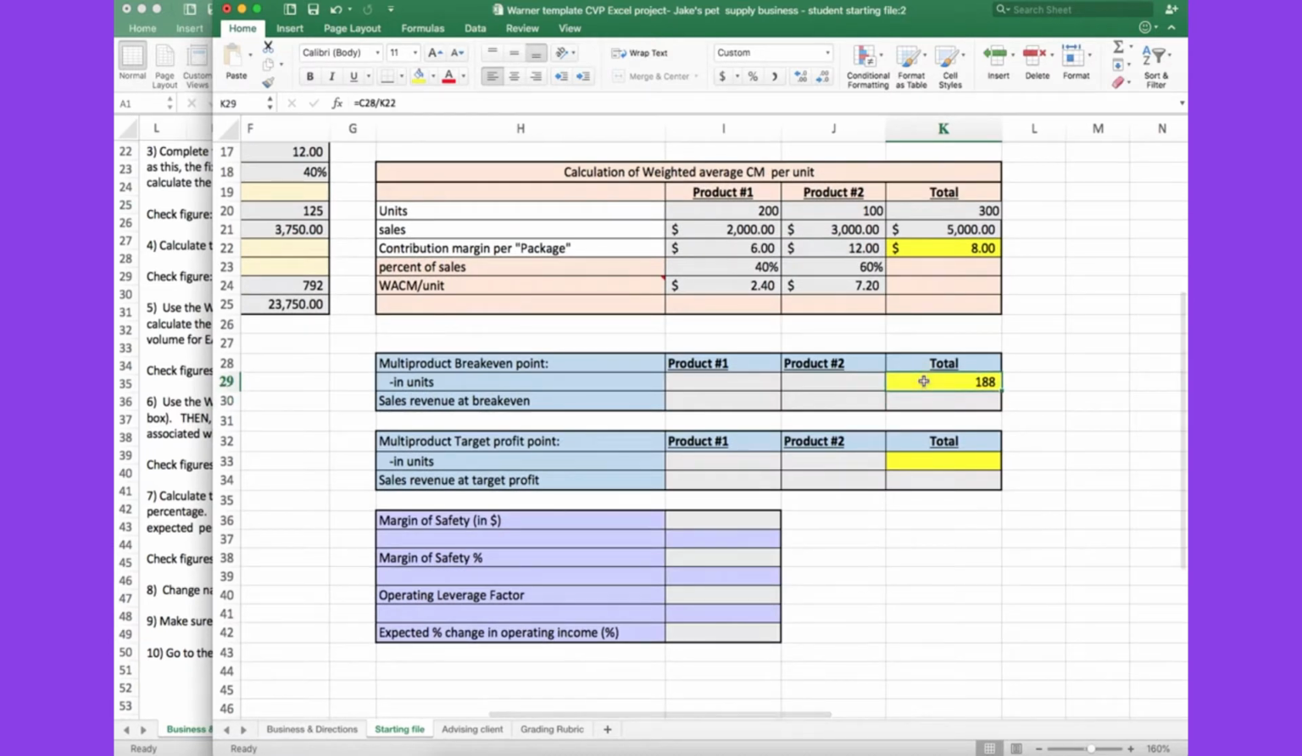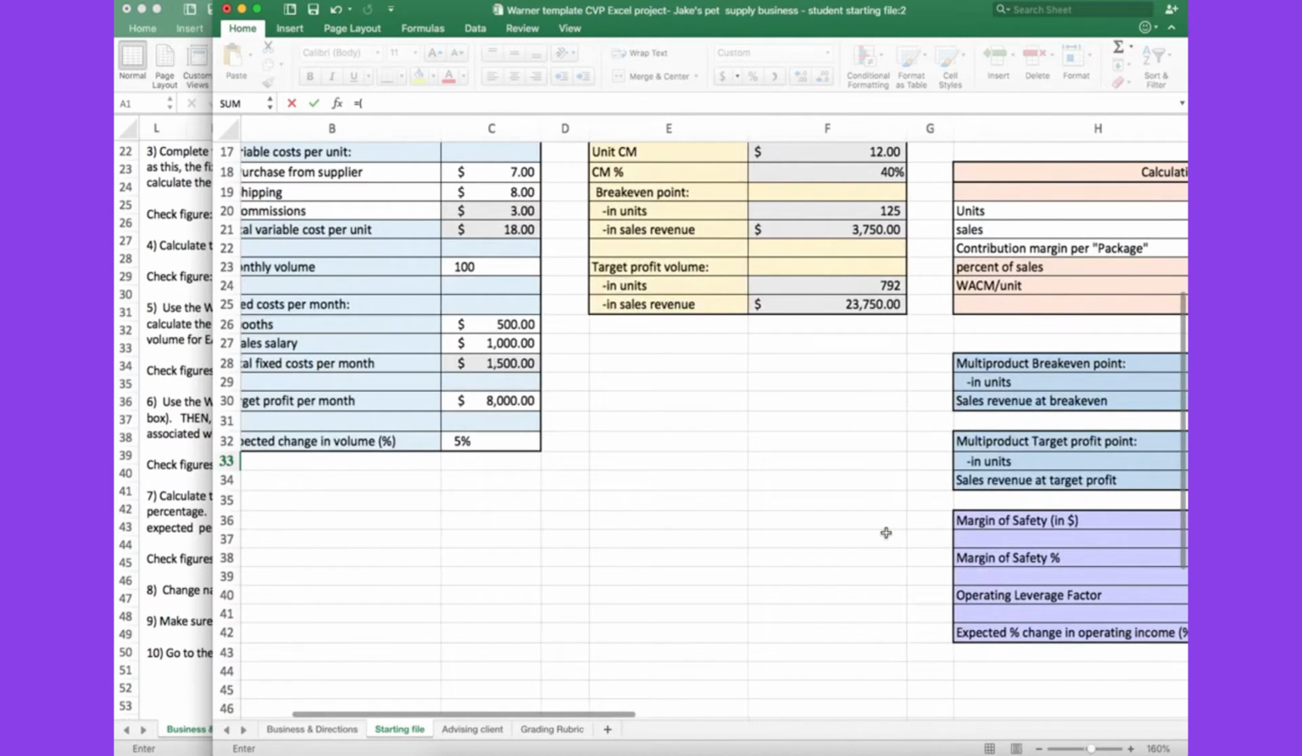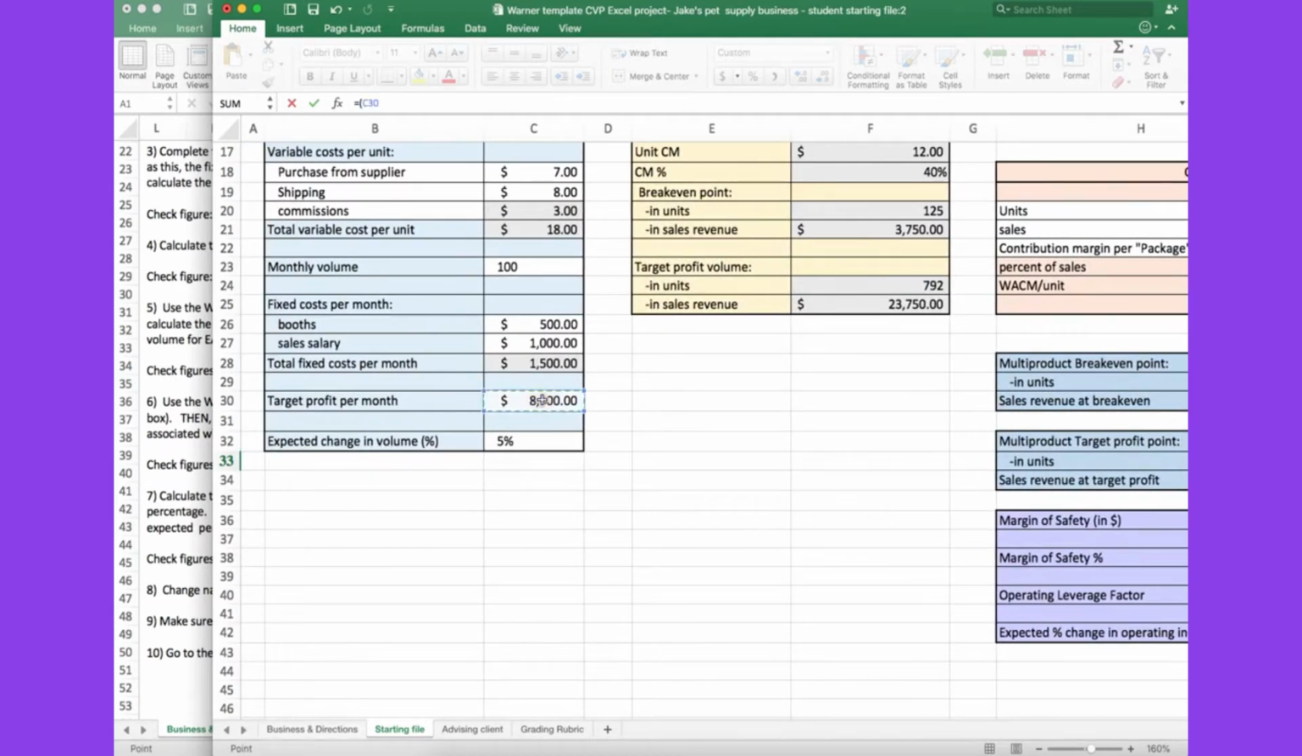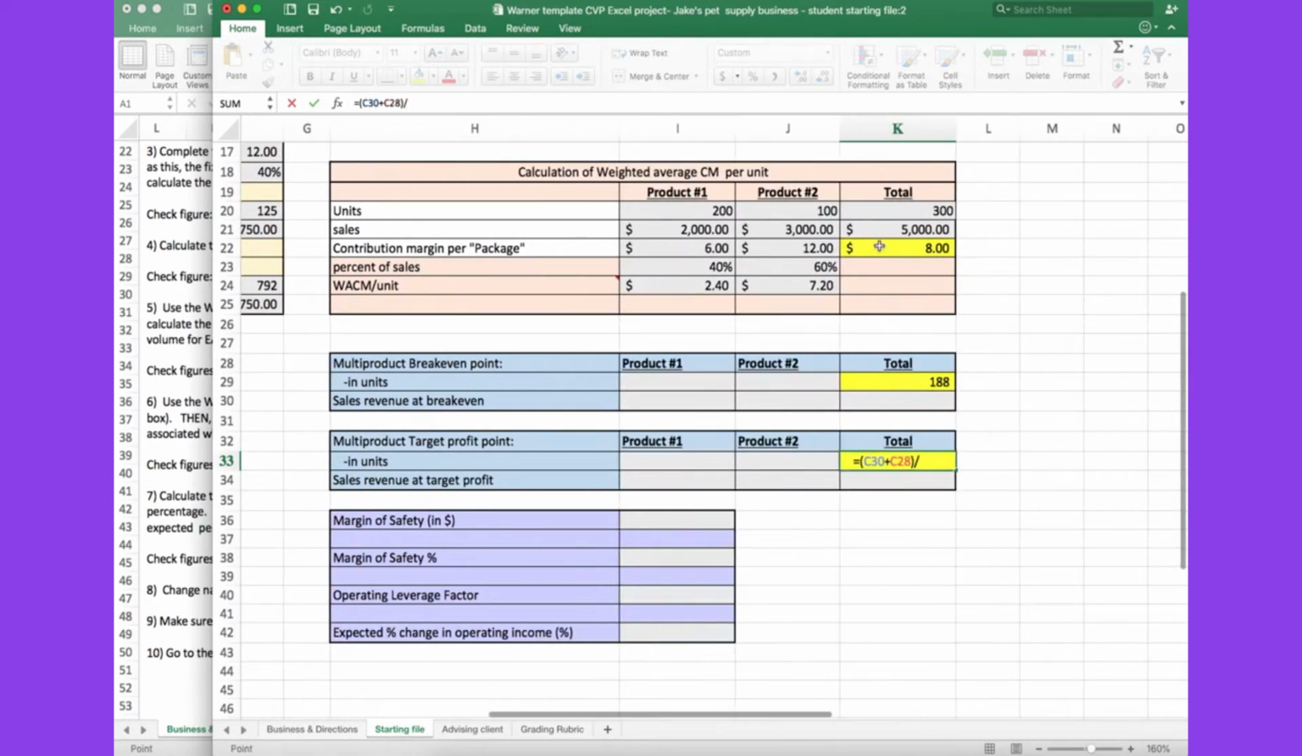Okay, and you know what? While we're at it, let's do that with our target. So it's the same thing, right? We want to make $8,000 a month in profit. So we treat that $8,000 as if it were a fixed cost that we have to cover. And we divide it by the average contribution per unit per package. And we get 1,188, right?